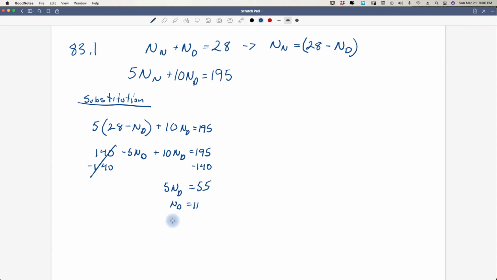If we sub that into our original problem, the number of nickels plus 11, because that's the number of dimes, equals 28. We subtract 11 from both sides, and then we know that there were 17 nickels. Okay, so that's substitution. Let's try elimination.